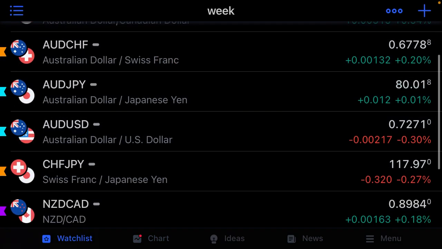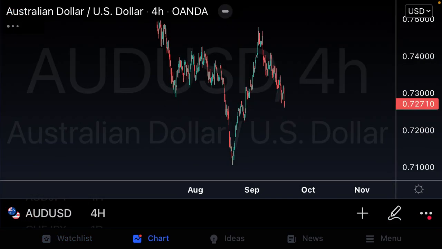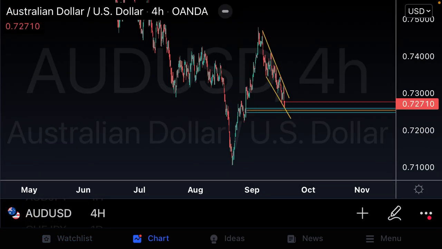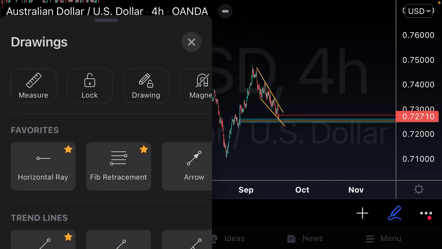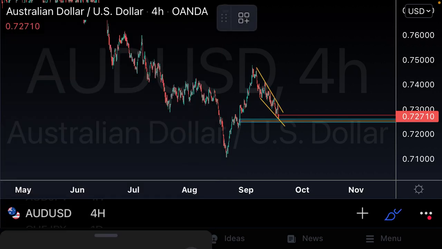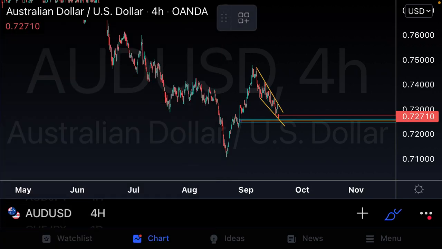Let's go over to the next pair that we're going to have a look at, and that is Aussie dollar. Now for Aussie dollar, guys, I'm going to reference a lot of similar looking structure as to AJ. So what we have here is a nice higher time frame inverse head and shoulders, or rather the potential to create this inverse head and shoulders.